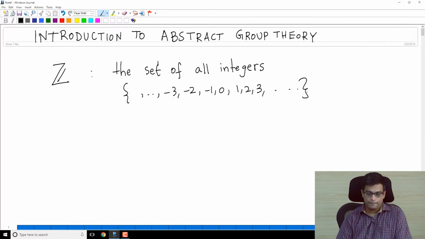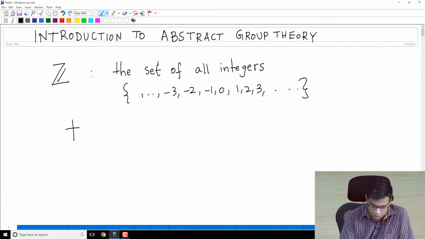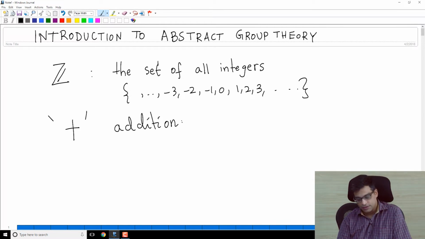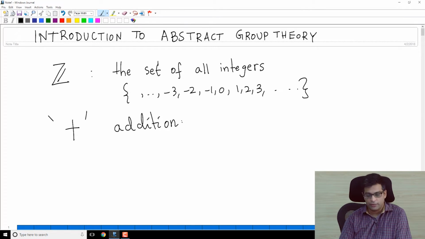Okay. Groups are sets along with a certain operation on them. So, the most familiar operation for us on Z is the addition. We all know how to add two integers. And what are the properties of addition? Let us try to identify these that we want to abstract out and define a group later. So, given any two integers, we can add them and we get another integer.